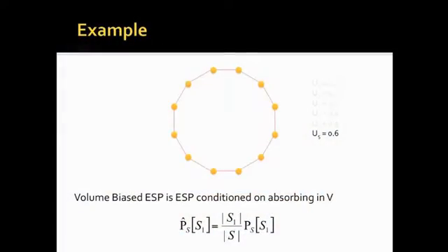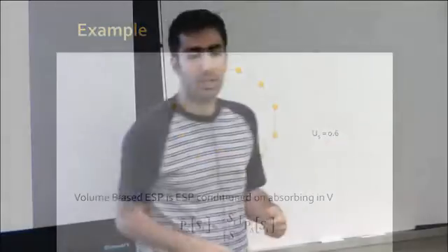Okay? So since we want to run this process for a sufficiently long time to find a good set, we would like the process to absorb in the full set, in the whole set. Okay? So in order to avoid absorbing in the empty set, we condition on the process getting absorbed in the full set, and we call this new process the volume biased evolving set process. Okay? So how are you picking the thresholds? It was uniformly random between 0 and 1.